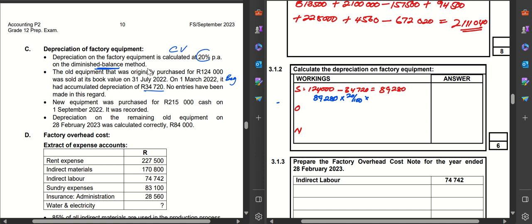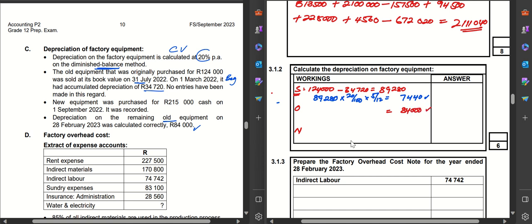We had this asset from March and it was sold on the 31st of July. So if you count March, April, May, June, July, that is 5 months, multiplied by 5 over 12. That is going to give you depreciation of 7,440. That is the first depreciation for the sold. Then we come to the old. Depreciation on the old remaining we were given to be 84,000.